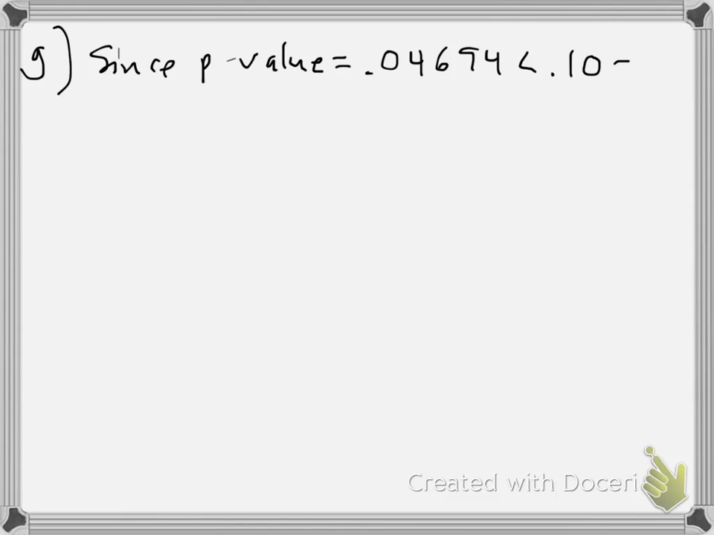So since the p-value is, which I'm going to put here, you don't have to write it quite like this, 0.4694, is less than, remember what I used for alpha? I used 0.10. Since my p-value is less than alpha, you can write that in a whole bunch of ways, we reject the null hypothesis.